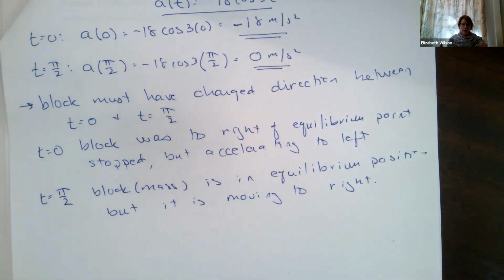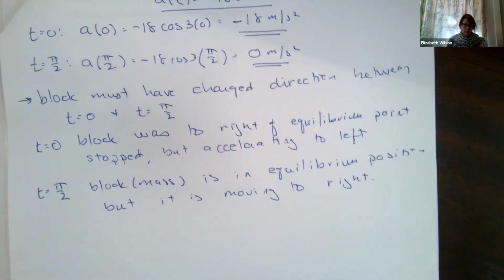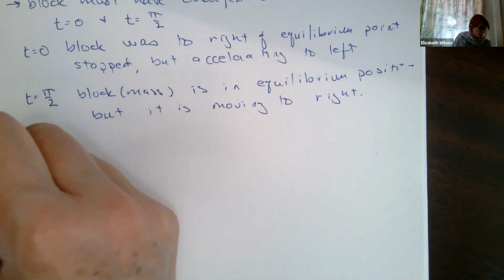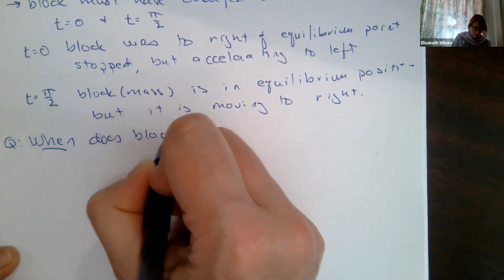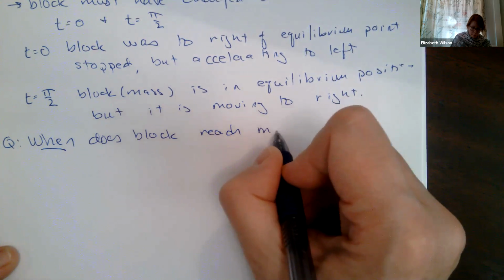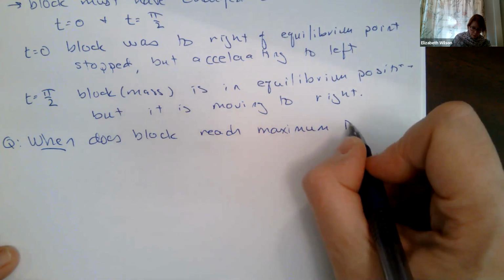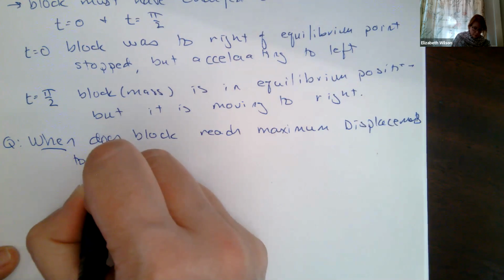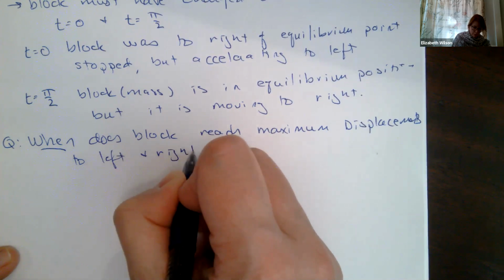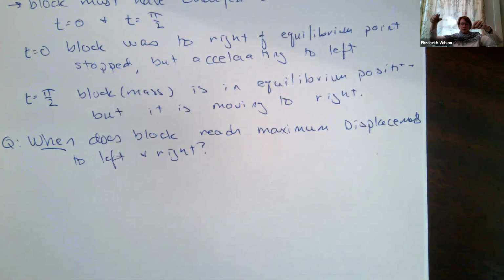So we want to be able to figure out, at what time is it changing direction? So what time does it reach its maximum? Our question is, when does the block reach its maximum displacements to the left and right? Right? So we start in equilibrium, we pull it out, and we let it go. At what time does it actually reach these maximums? So it gets to here and then it turns around. We want to figure out when it reaches that spot.